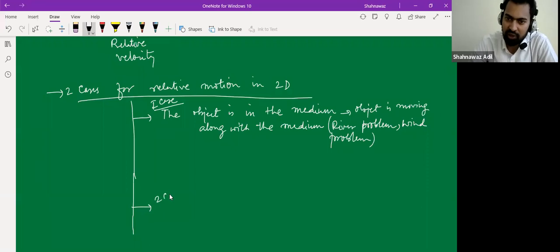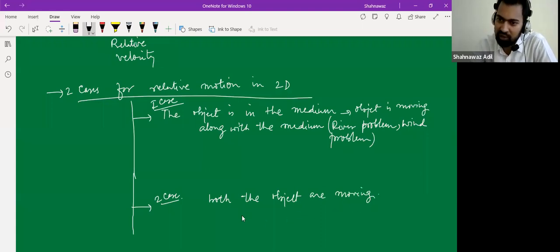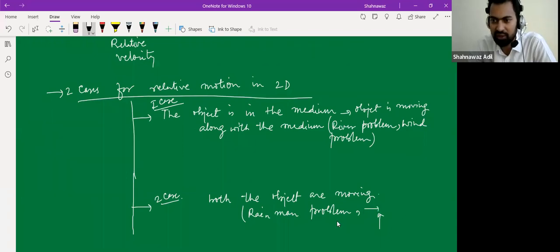And the second case is that both the objects are moving. One problem is the rain man problem. And the second problem is that one body is going like this and the second body is going like this. This one is called the distance of closest approach, but I will leave that for now.